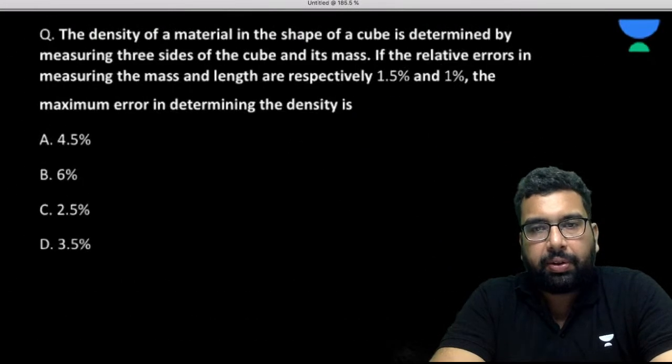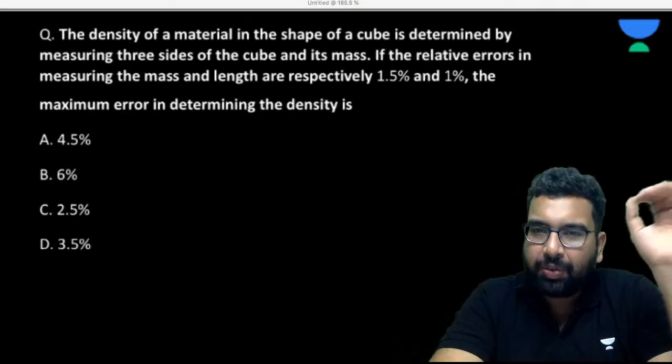Now let's solve a few more questions here for our better understanding. So here is one more question. Let's try to do this. I'm very sure we can do it if we try.